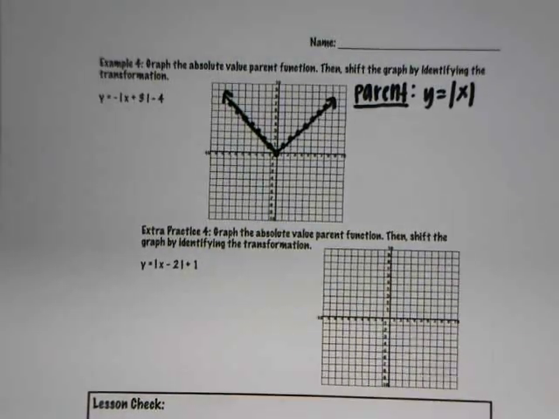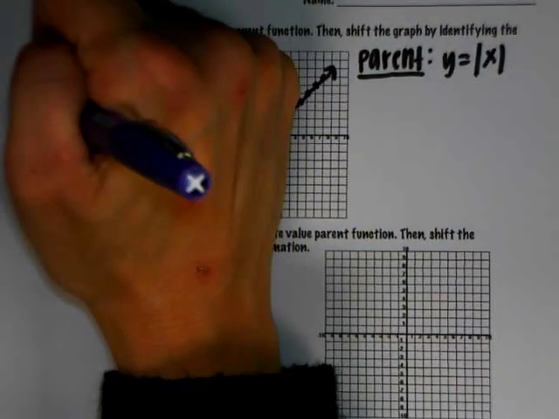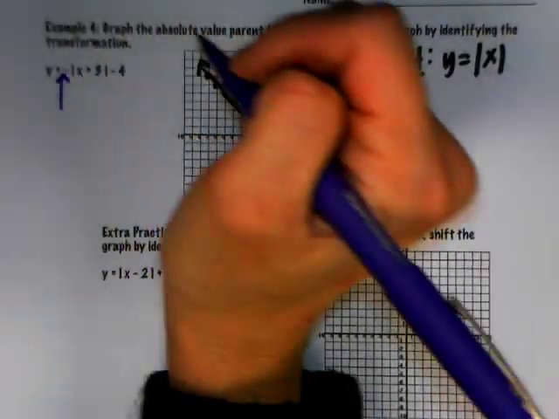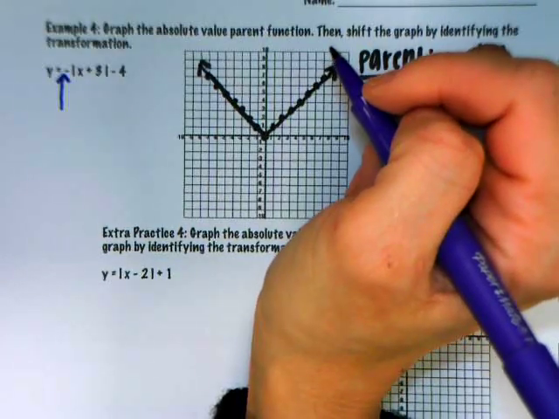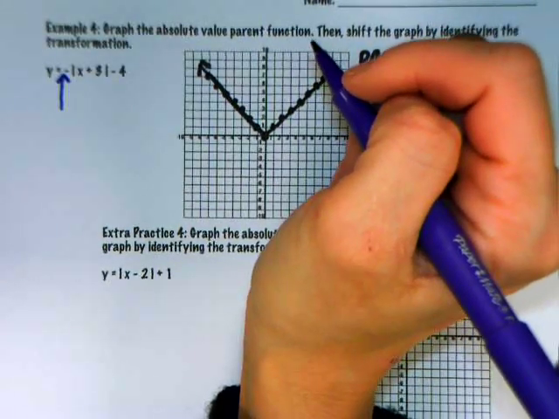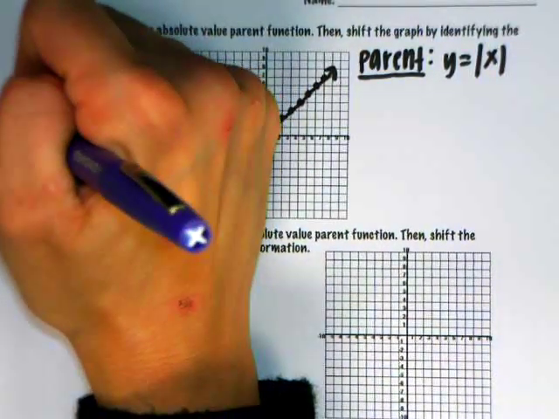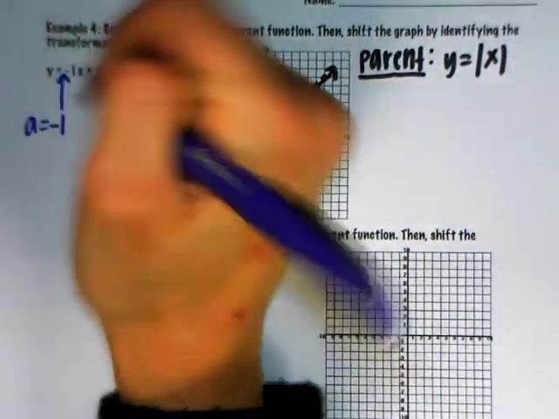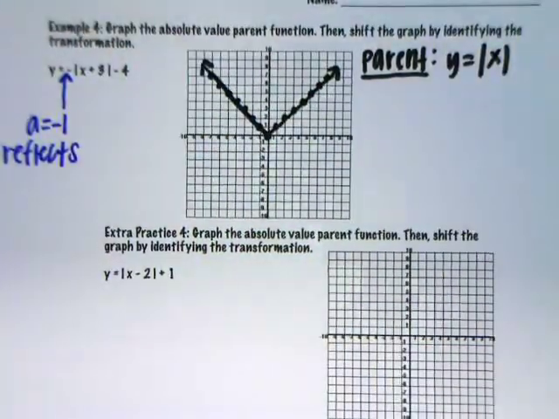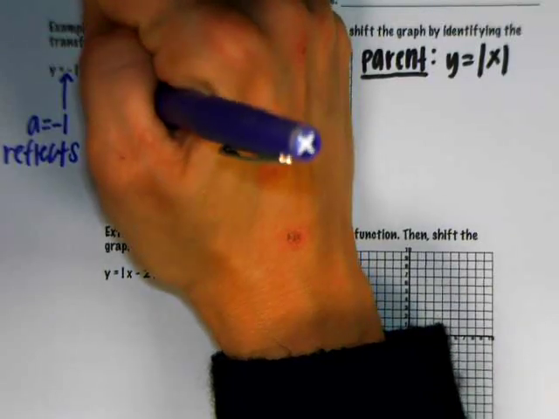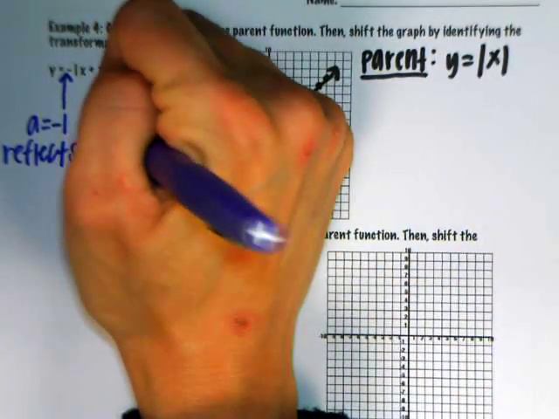Okay, so let's list out what the transformations are for this one. What does the negative in front mean? It's a negative, right? Yep, so it reflects. It reflects over the x-axis, meaning it flips upside down. Okay, this one, h is negative 3, so what's that mean?